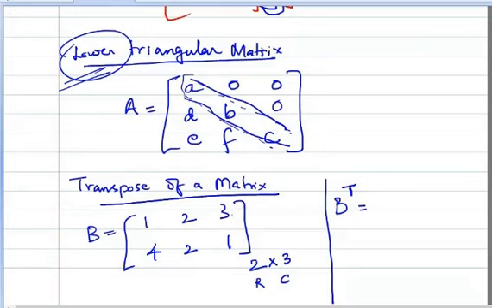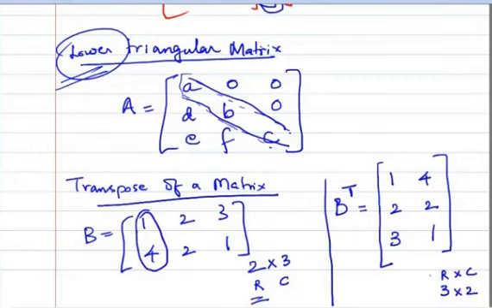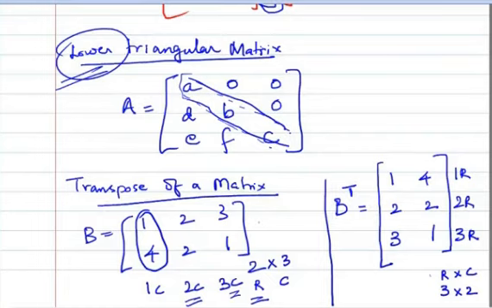How many rows are there? 2 rows and 3 columns. So the number of columns will become the number of rows. How many columns are there? 3 columns, so this will become the number of rows. And how many rows are there? 2 rows, so in the transposed matrix the columns will be 2. So 3 rows and 2 columns: 1, 4, 2, 2, 3, 1. This is your first column, this is your second column and this is your third column. So the first column has been changed into the first row, the second column into the second row, and the third column into the third row. So this is a transposed matrix.